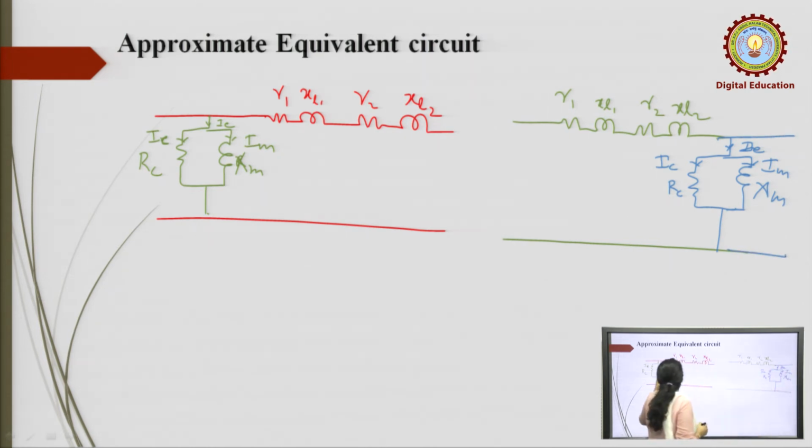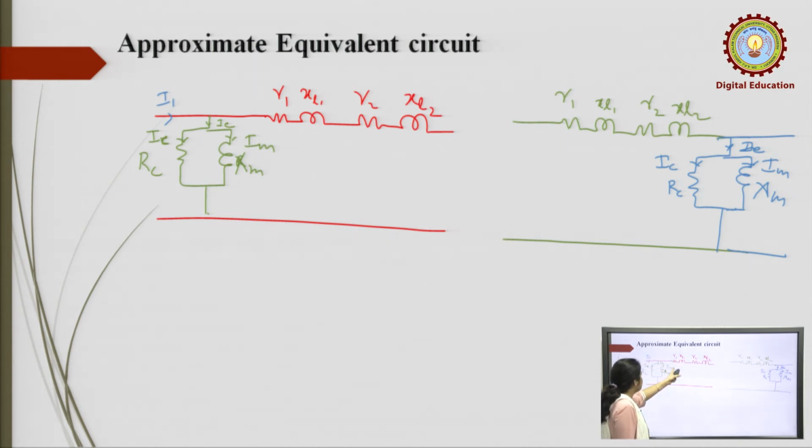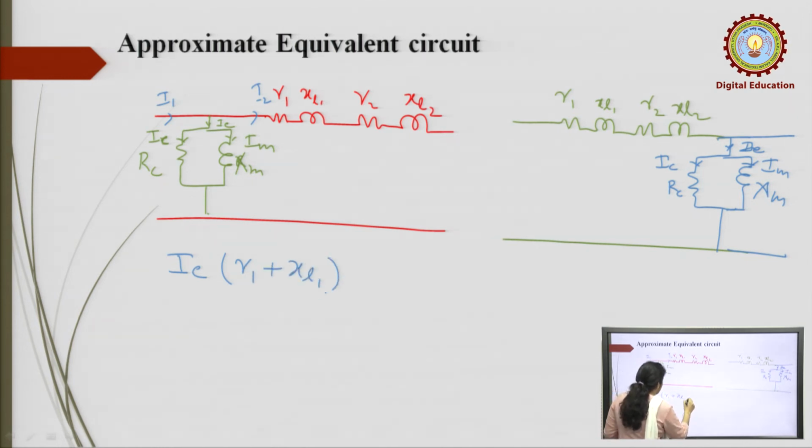This carries current I2. This carries a current I1. So in this case, you see that R1 and XL1 carry the I1 current. But if you approximate this circuit in this manner, you will see that R1 and XL1 carry this I2 current only. If R1 and X1 are here, the drop also includes the no-load current, but in this circuit the drop due to this current in R1 plus XL1 is not included.